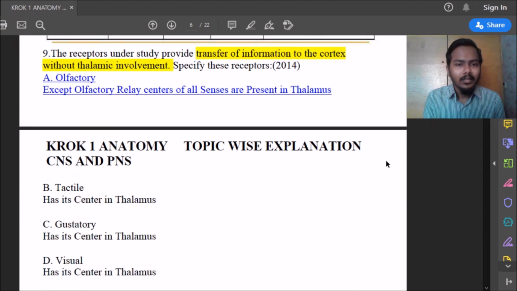Which center under study provides transfer of information to the cortex without thalamic involvement? This is a repeated question. The olfactory center is not present in the thalamus. All the other senses have a center in the thalamus. So without the thalamus, olfaction can work individually.